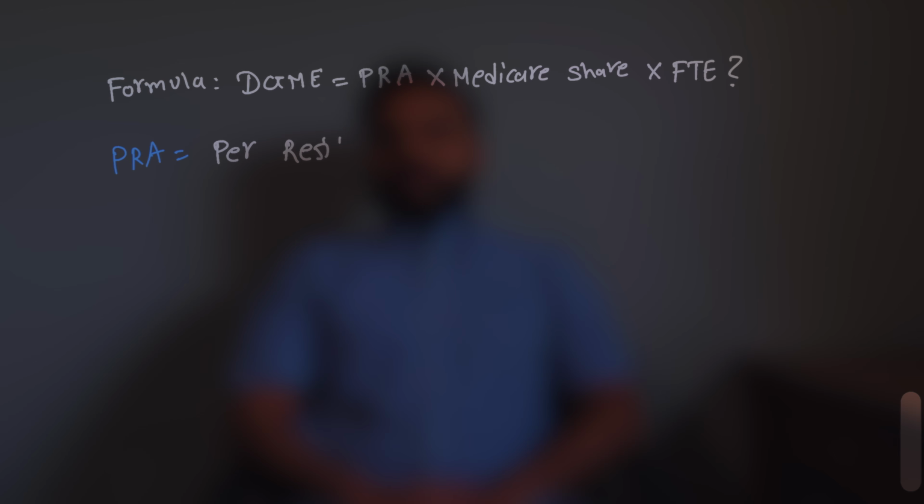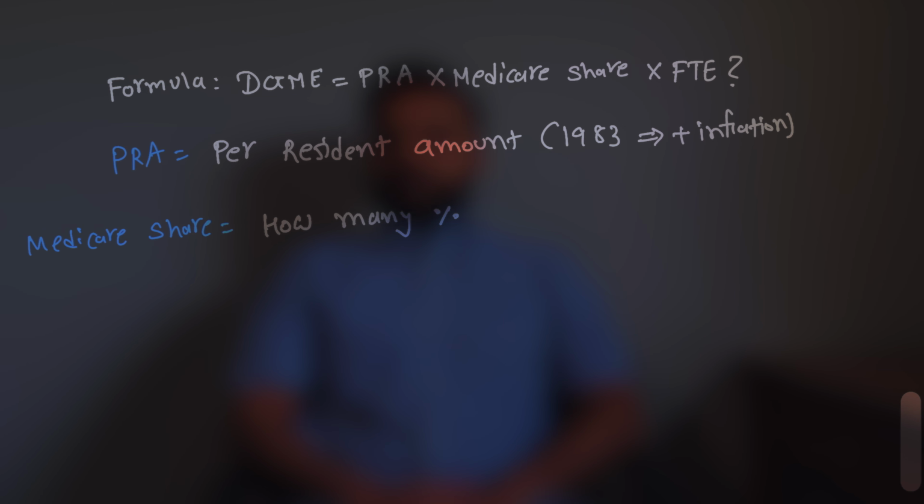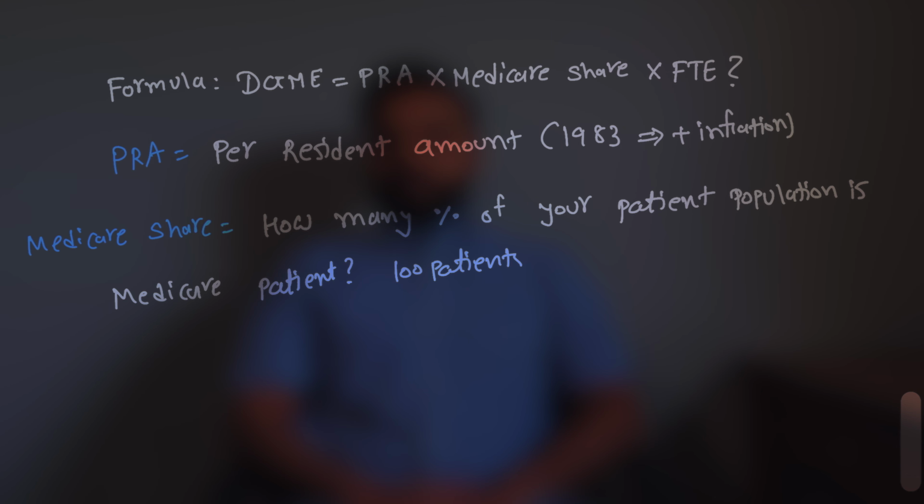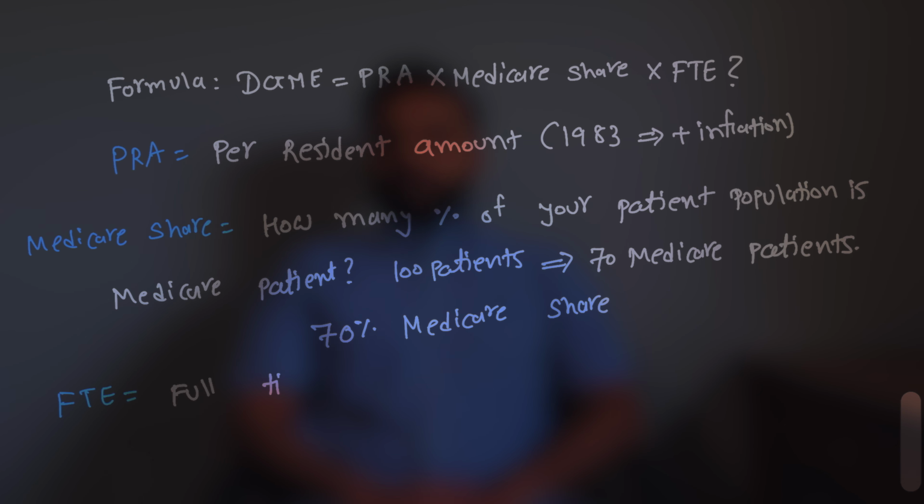Now let's talk about the formula of DGME. DGME equals PRA times Medicare share times FTE. Now, what is PRA? PRA is the per resident amount, which was decided in 1983, and then it gets adjusted for inflation every year. Now Medicare share, for example, if you have a 100 patient bed hospital and 70 of them are Medicare patients, then the Medicare share for that residency program is 70%. Now FTE. FTE stands for full-time equivalent. FTE is not the same as resident count.